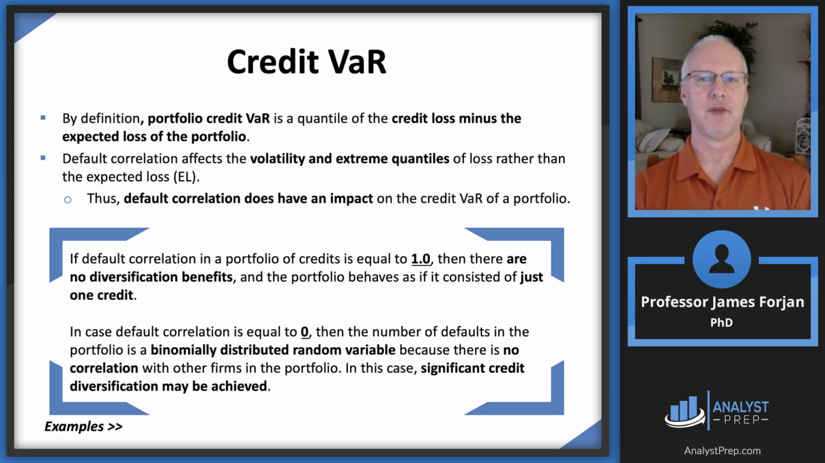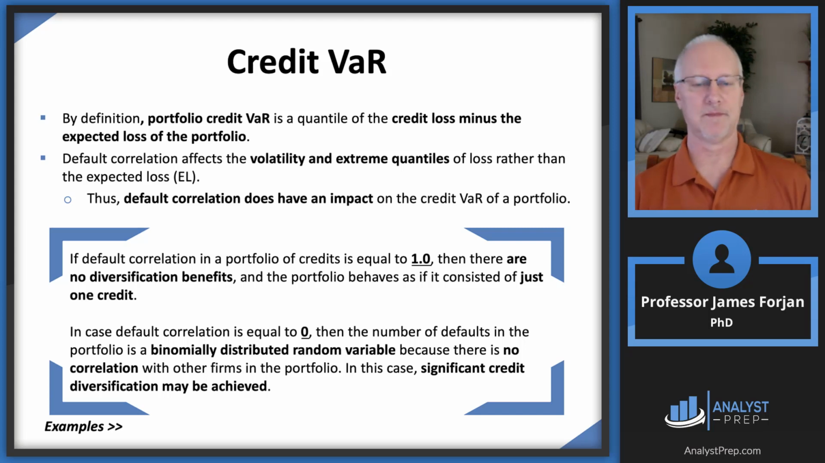So let's remember this definition is the credit loss minus the expected loss of the portfolio. And if you remember that learning objective, we're going to have to do some calculations, and I show that to you in a few slides here in a second. But let's go ahead and look at that second bullet point here. This is important. The default correlation is going to affect the volatility and the extreme quantiles of loss rather than that expected loss. And you'll see that here in just a second. And so it's important to remember that default correlation will impact the credit value at risk of a portfolio.